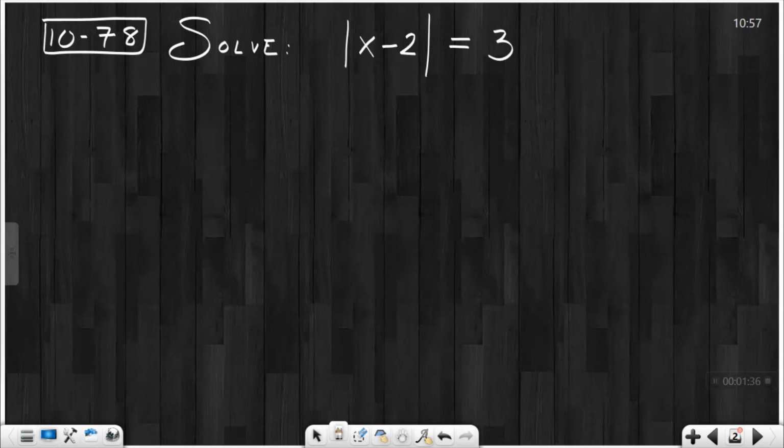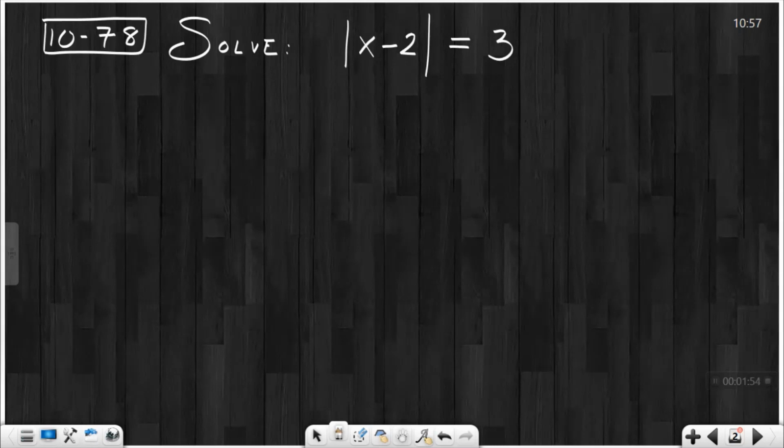Let's remind ourselves about how to solve an absolute value equation. Once we solve an absolute value equation here, we want to get the absolute value piece all alone, isolated on one side of the equation, which I already have in this case. If there was anything else there, I would undo it by doing the opposite to get it alone.